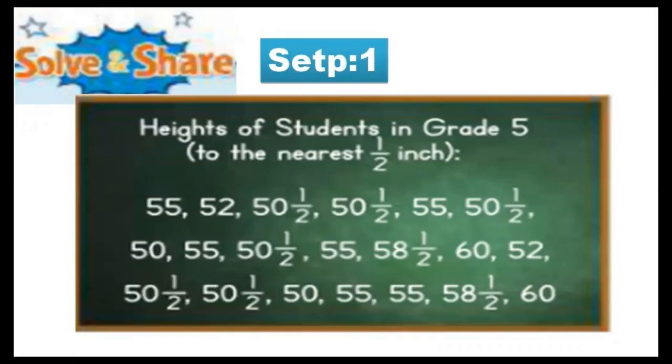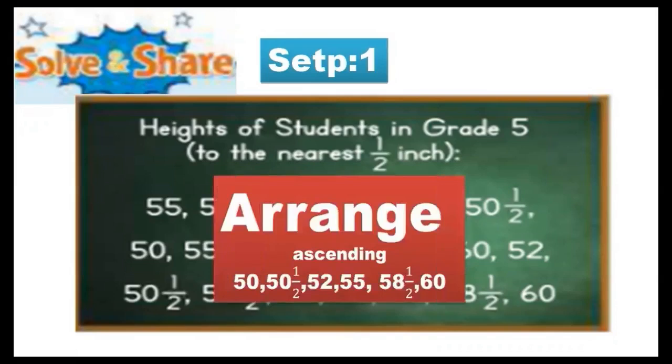Before drawing, you have to arrange them ascending. So the arrangement will be 50, just 150. You will have more than 150, select just one value, okay? 50, 50 and a half, 52, 55, 58 and a half, and 60. Why we arranged all these values? Because of step number 2.